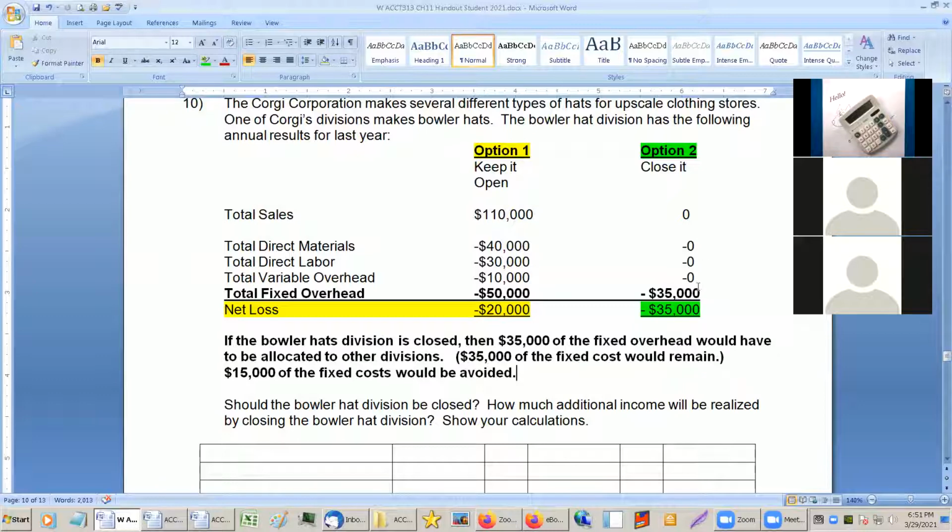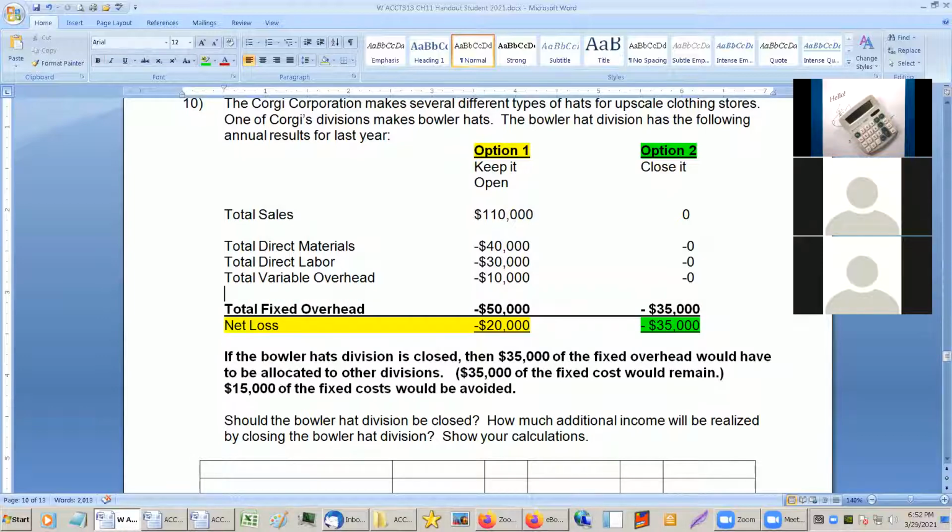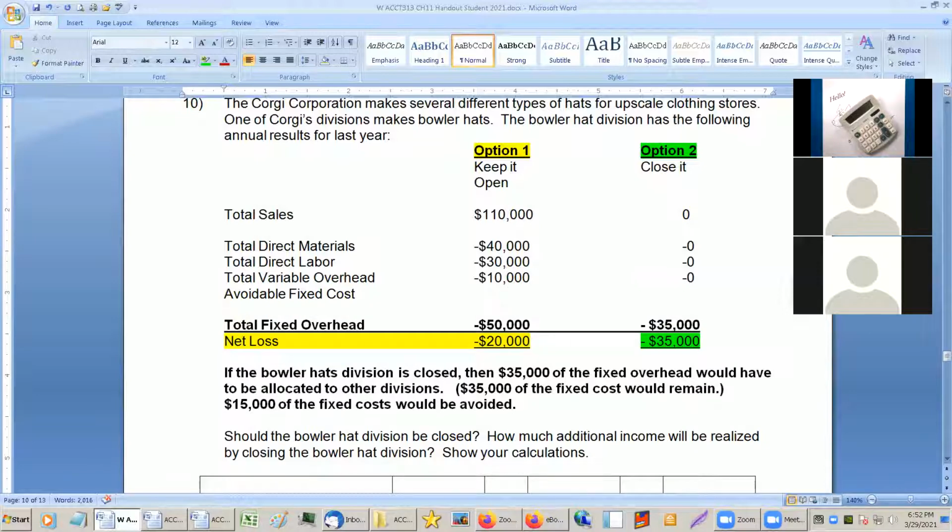And by the way, let me show you what that would look like. You bring up a very good point. You are absolutely correct in that 15,000 of it is the relevant cost. Allocated costs are not relevant, but I'll show you in a second. So I'm going to take this fixed overhead and split it up between avoidable fixed cost and allocated fixed cost that are unavoidable.